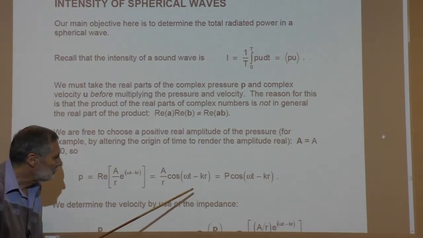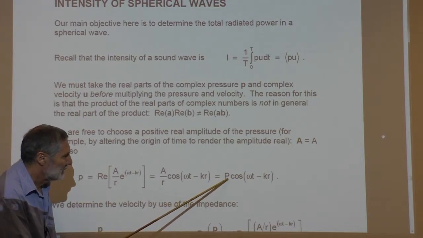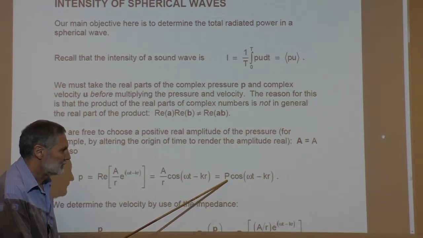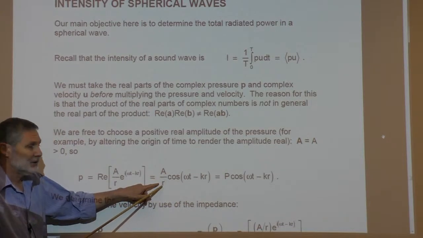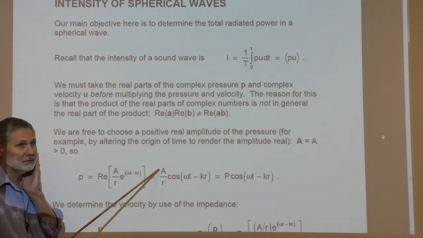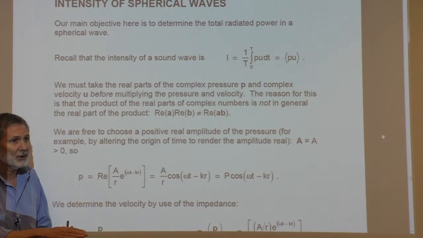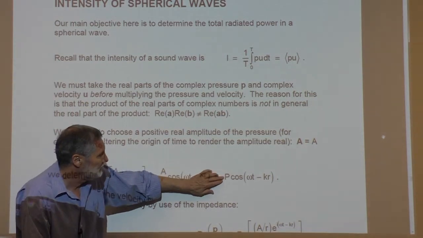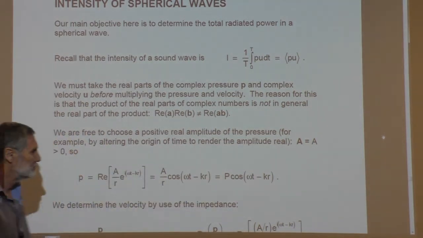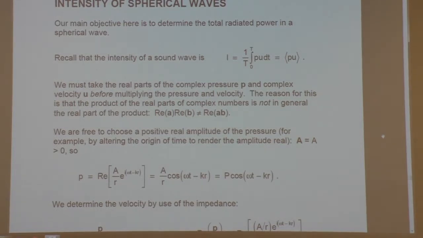Now we're going to abbreviate this. You have to be careful about this. This pressure amplitude here is a function of R. It's equal to A over R, where A is a constant. So the pressure amplitude is falling off as 1 over R. But it's just convenient to lump it all into this pressure amplitude at some distance R.